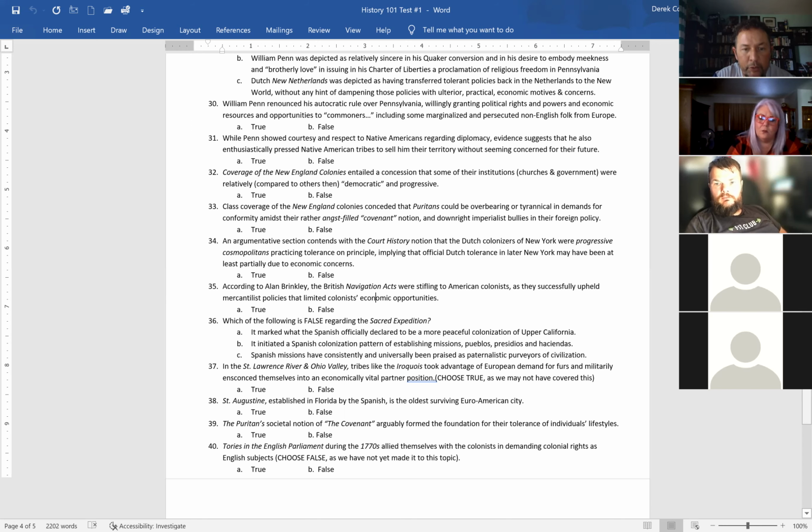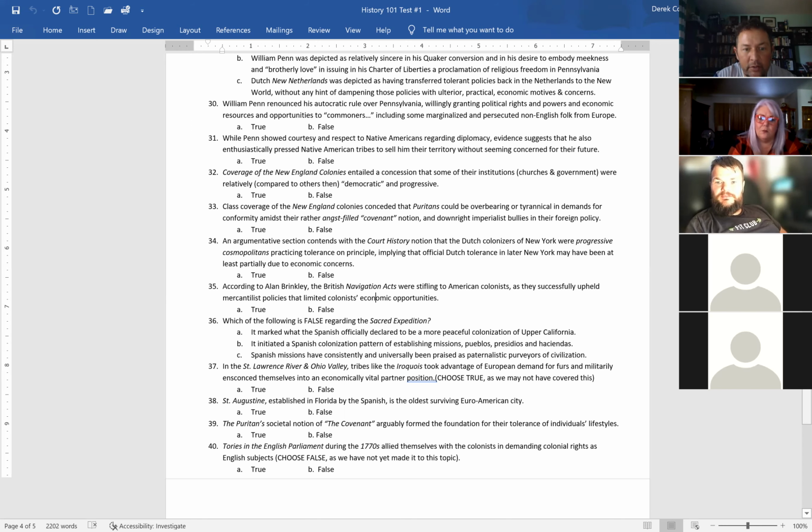Number 39, the Puritans' societal notion of the covenant arguably formed the foundation for their tolerance of individuals' lifestyles. No, right? That's very ironically stated. Just the opposite, right? They had no problem with intruding in your personal space in the name of the covenant to make sure that everyone was living up to God's standards.